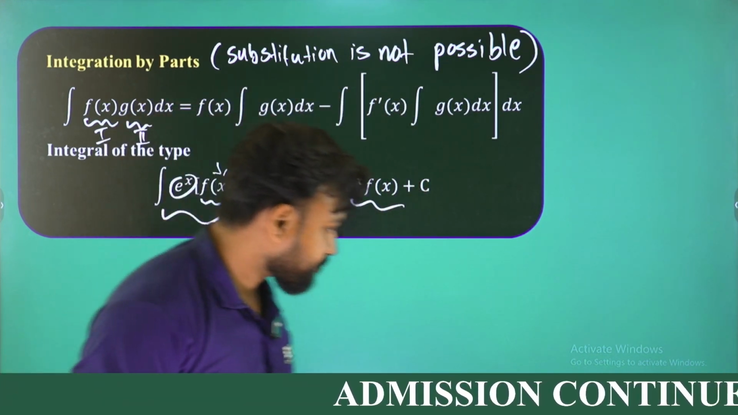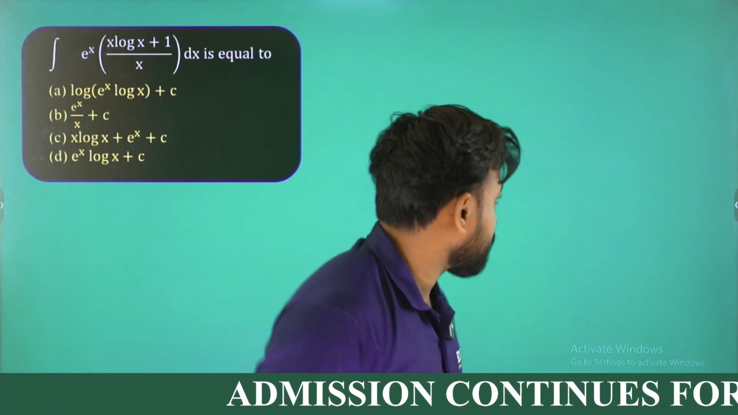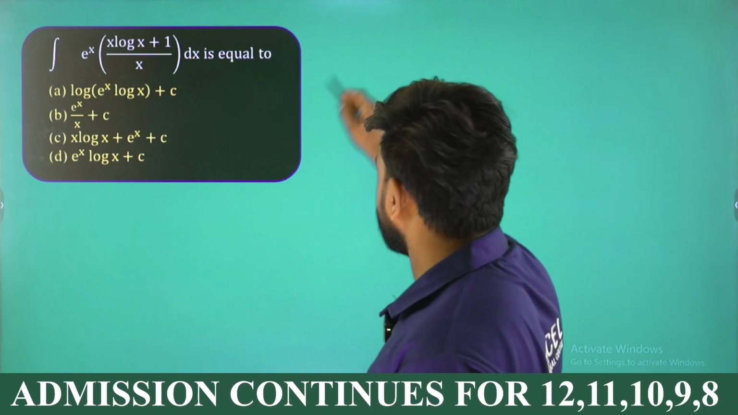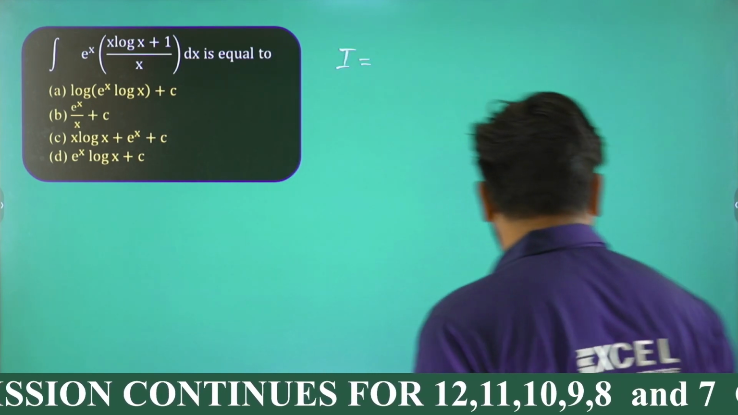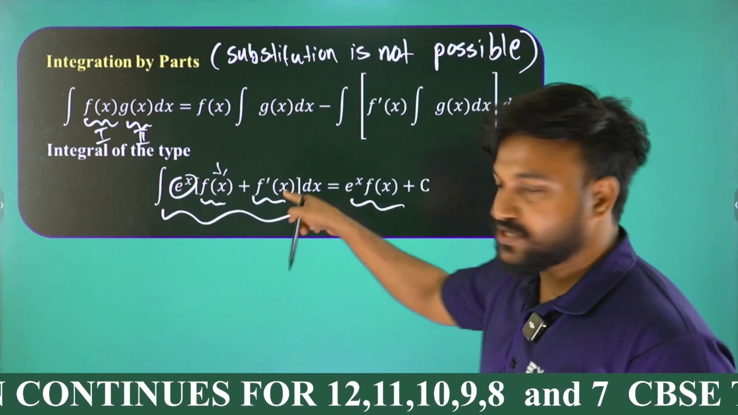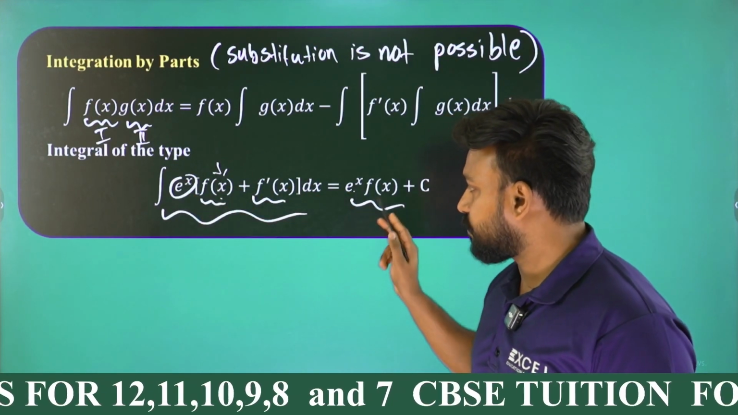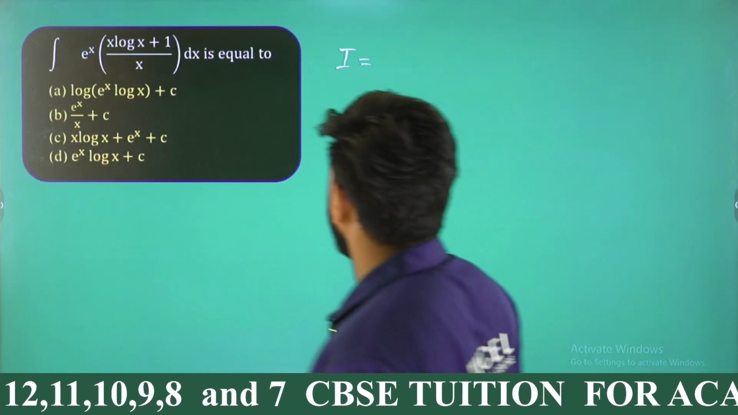So listen, we can do one problem, then only you will understand this one. Here, this is the special case. This question is based on this special case: the integral of e raised to x into (function plus derivative), and the answer is e raised to x into function. So how do we do that?